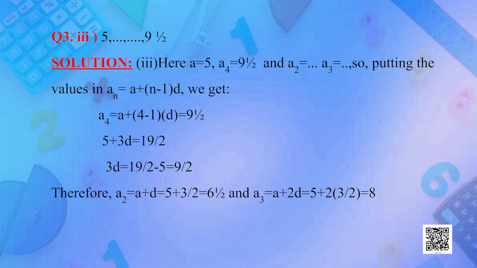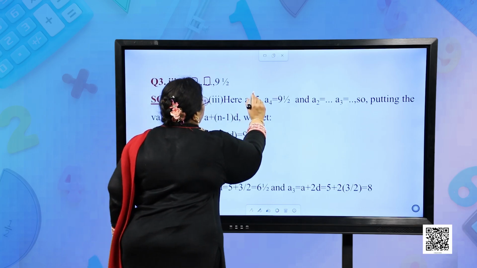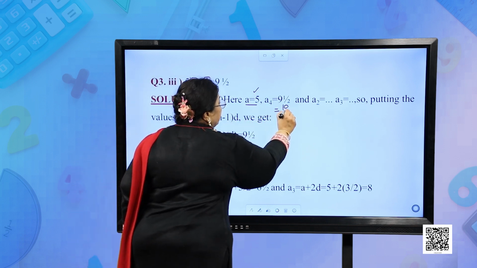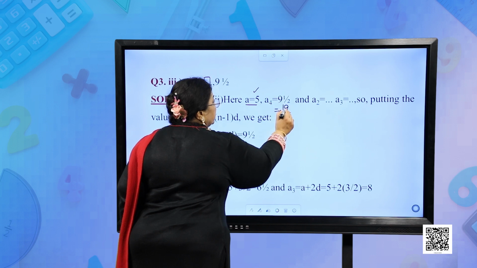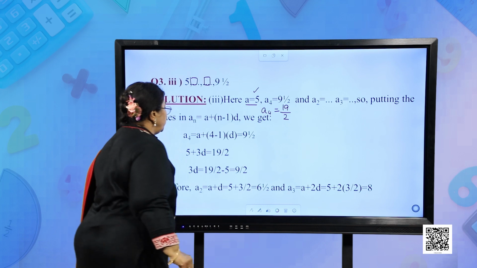Okay. Here we have 5 and a box here and a box here and 9 and half. So, what is A? It is 5. And what is A4? 9 and half. 9 and half means 19 upon 2. 2 9s are 18, 18 plus 1 is 19 upon 2. So, A4 is 19 upon 2.